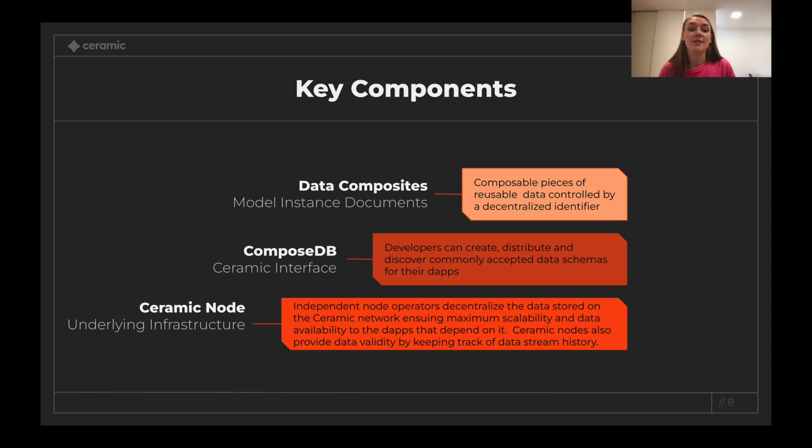And then we have data composites at the very top, and data composites are model instance documents. You can think of a composite as basically a container where you put all of your data models in as you build out your application. This makes it much easier to build your app. You can always add new data models to it or remove data models if you want to do that. And it makes it much easier to build your application, deploy it, and make changes to it.